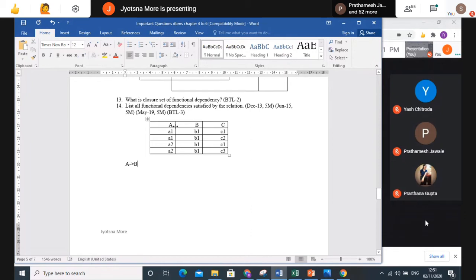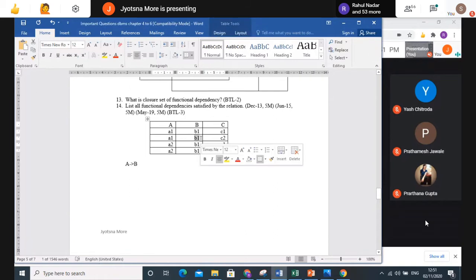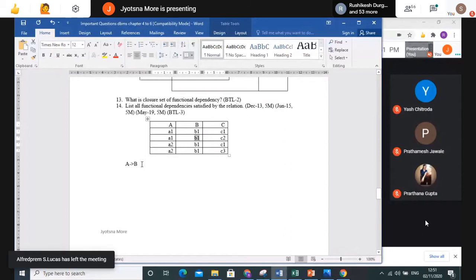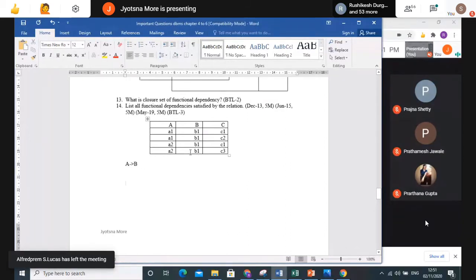So now, to check: A1 is determining B1. A1 is present here. So this A1 is again determining B1, which is true. Check for the other also; all values you have to check. A2 determines B1, then I will also have A2 determines B1. True? So both the things are satisfied. So you can say A determines B.